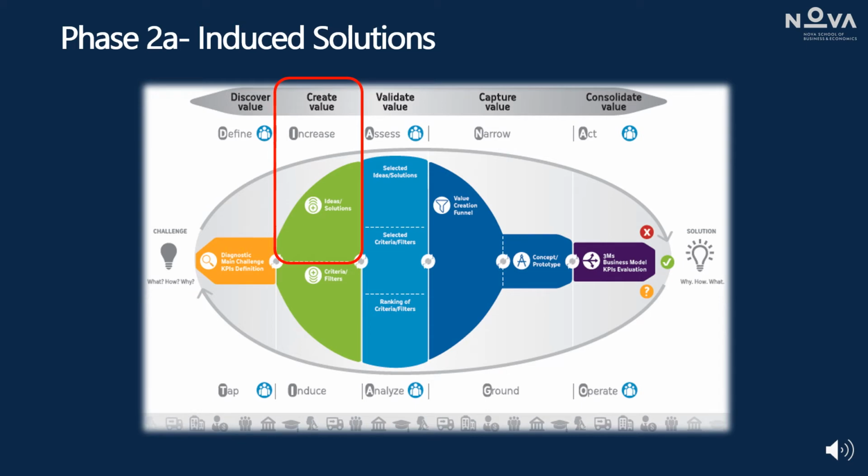In phase 2, the team's goal is to create value by generating as many ideas as possible. To facilitate value discovery, several frameworks and methods can be applied in the two distinctive parts that constitute phase 2. The first part is to induce solutions, where the set of potential geographic markets is identified. And then induce filters, where several criteria are generated to find the most attractive market for DA2 to commercialize its product.